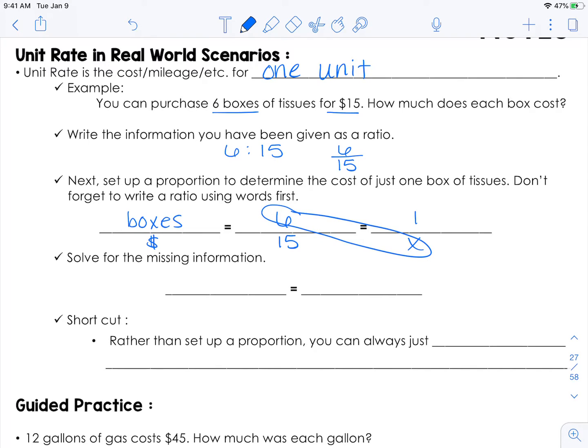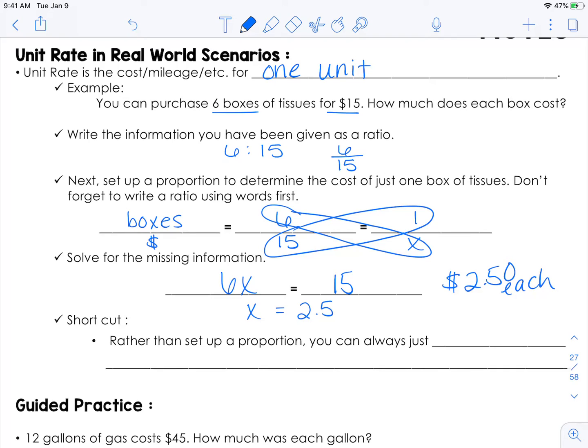6 times x is 6x, and then 1 times 15 is 15. And then since this is just simply solving a one-step equation, you divide both sides by 6, and you get 2.5. So that means each box is $2.50 each. And rather than setting up a proportion, you can always just divide. So if we had just divided 15 by 6, we would have gotten 2.5.